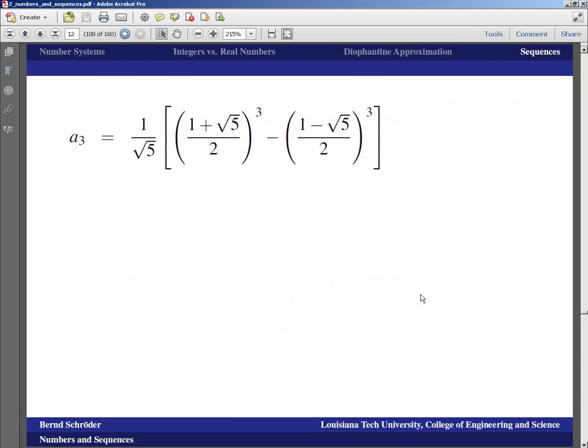Great. a3 is the same story with this thing, only with the third power. Let's see what that gives us. That gives us still the 1 over root 5 in the front. 1/2 cubed is 1/8. Then we have 3 times 1/2 squared times root 5 over 2, so that would be 3 2's in the denominator, so the denominator is 8.